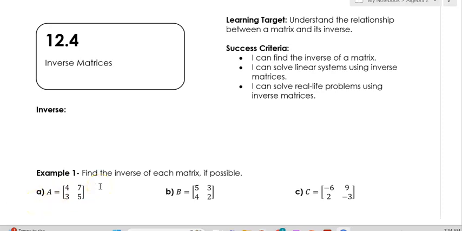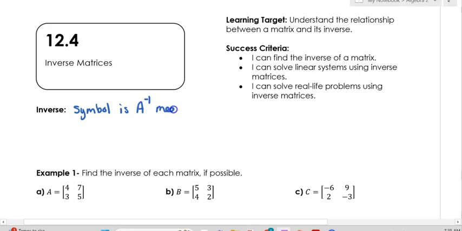Today we are learning the inverse of a matrix. So to find the inverse, a symbol they can use is A, the matrix letter, which can be any letter, and then to the -1. When it's written like this, it means the inverse of matrix A.